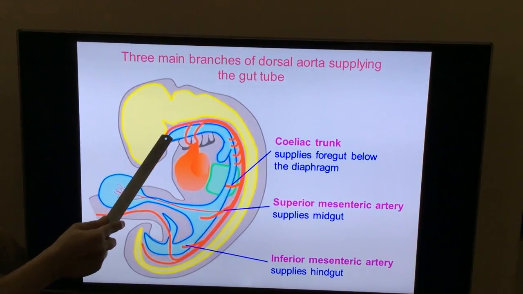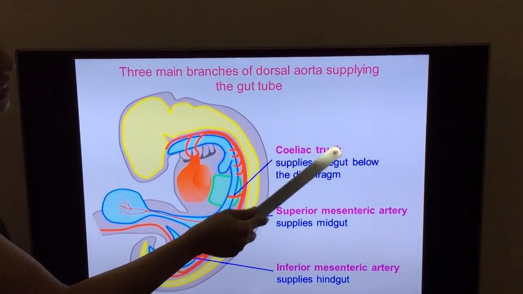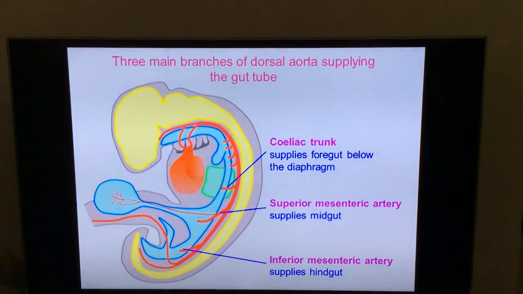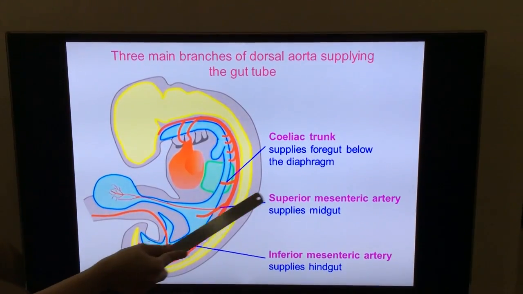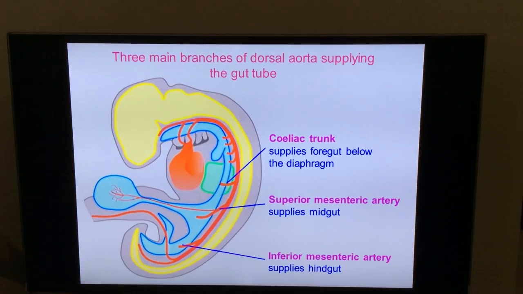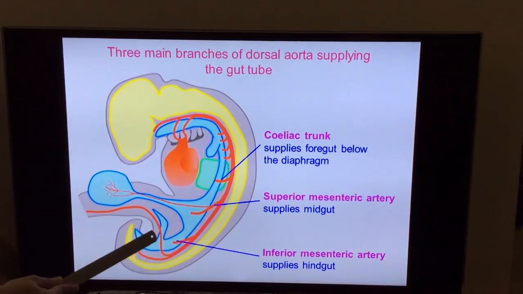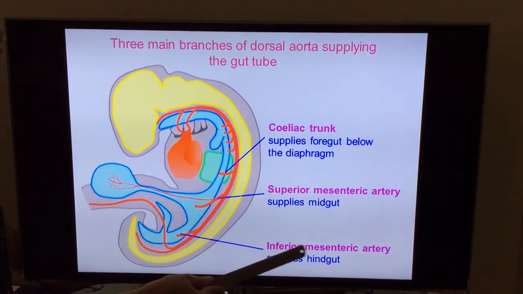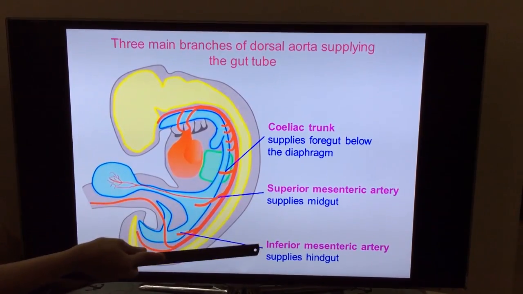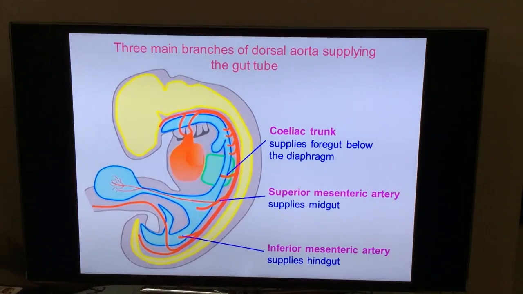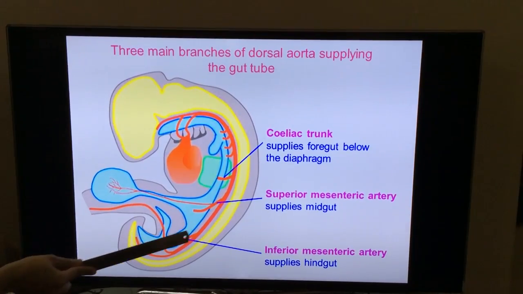The structures developing from the foregut are supplied by the celiac trunk and its branches. The structures developing from the midgut receive blood supply from the superior mesenteric artery and its branches. Then the structures developing from the hindgut get blood supply from the inferior mesenteric artery and its branches. So these are the three main branches coming from the dorsal aorta, supplying the different structures arising from the foregut, midgut, and hindgut.